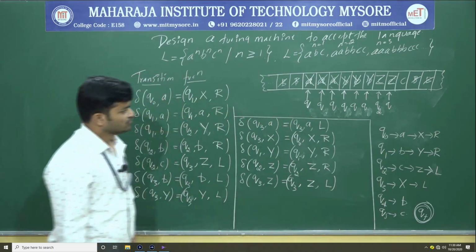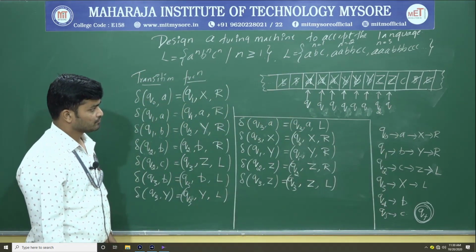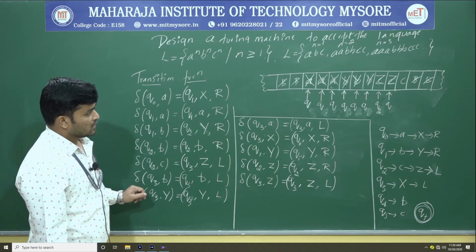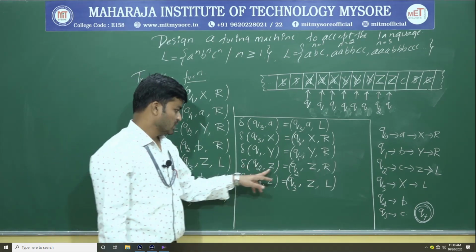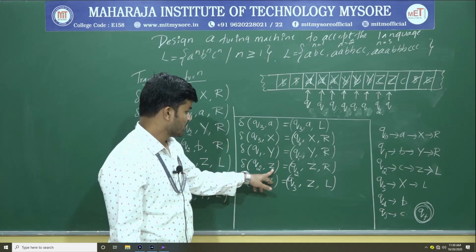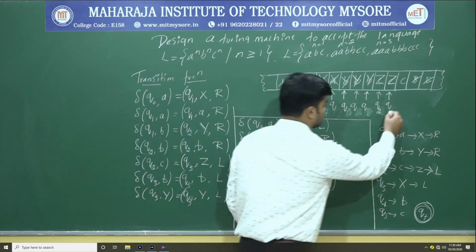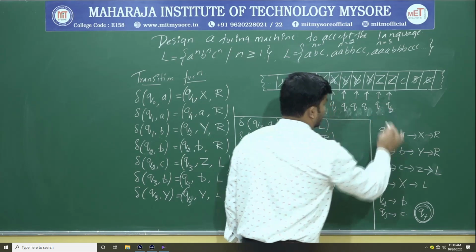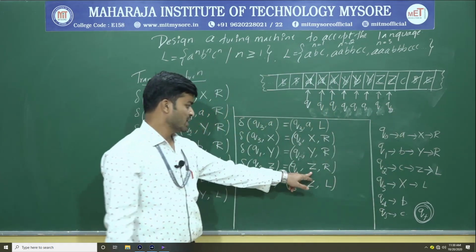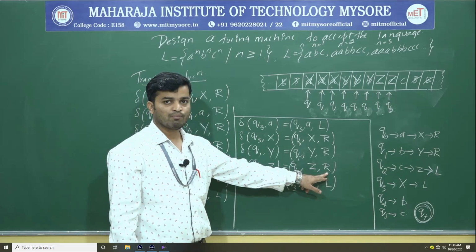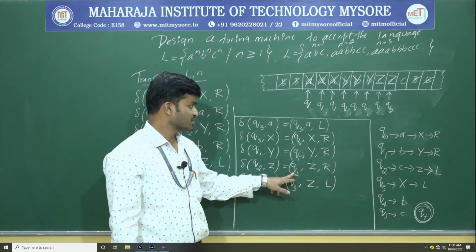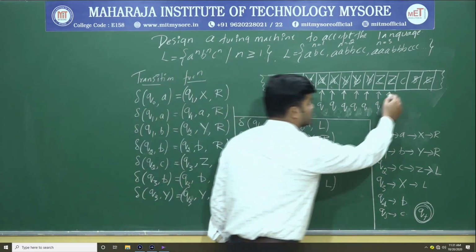Q2 upon Z is already written, it will maintain that Z as it is, and it will move at right hand side with the same state, Q2. It will come over here. Again Q2 upon Z, it will maintain that Z as it is, and it will move at right hand side by maintaining the same state, Q2. So it will come over here.